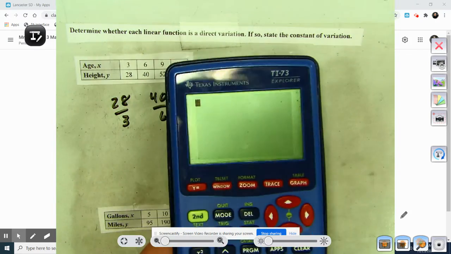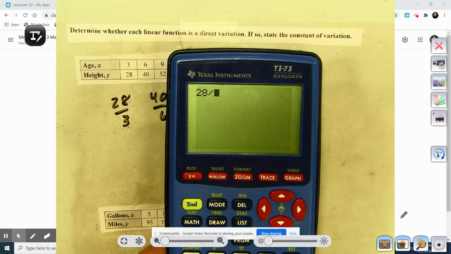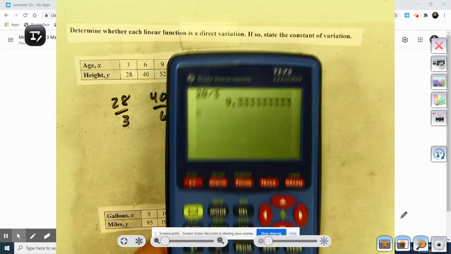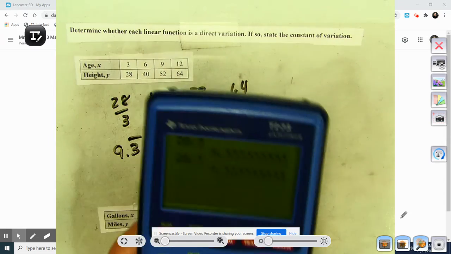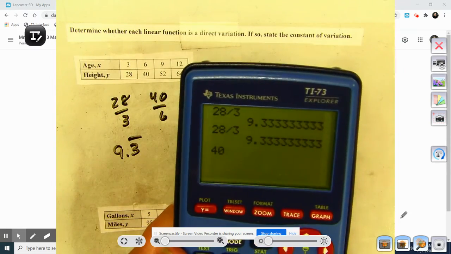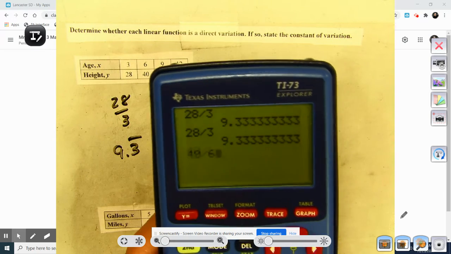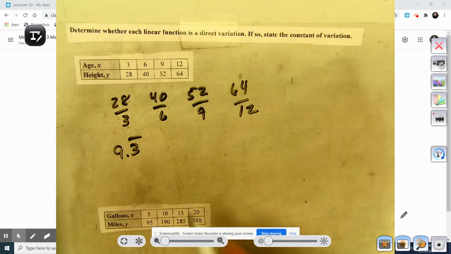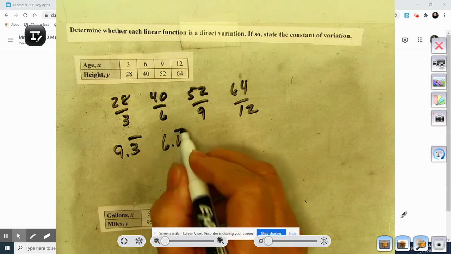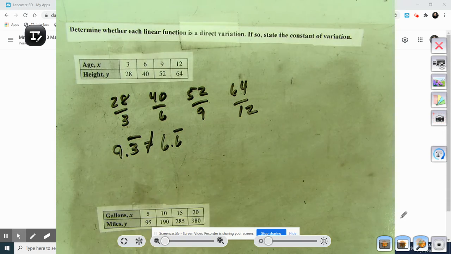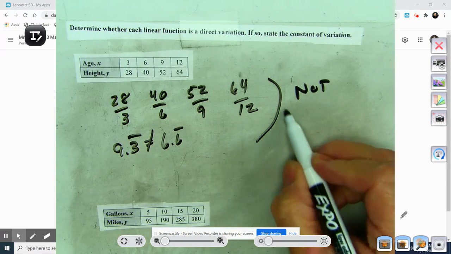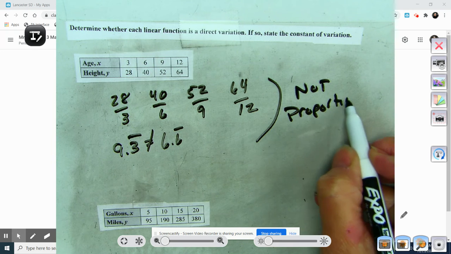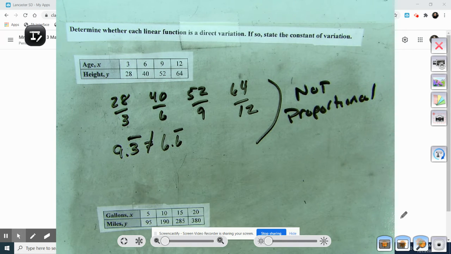So we start with the first one. 28 divided by 3 equals 9.3 repeating. Now we're going to go 40 divided by 6. 40 divided by 6 is 6.6 repeating. These two are not equal to each other, and since they're not equal to each other, this is not proportional. There is no constant of proportionality because they are not proportional.